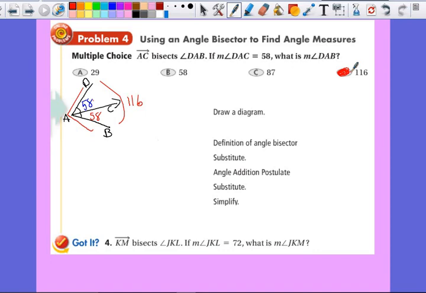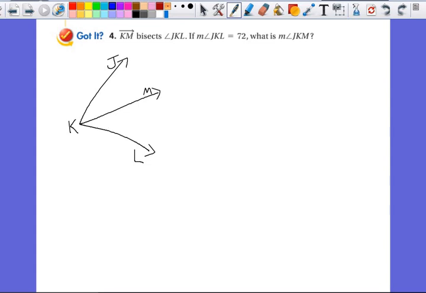So you've got a got it problem here at the bottom. Number 4, I want you guys to draw a picture and solve that one. Go ahead and do that now, pause it, and then resume once you're done. All right, so hopefully when you did this problem, your diagram started to look like this.